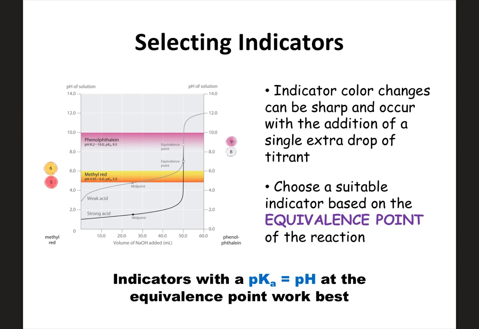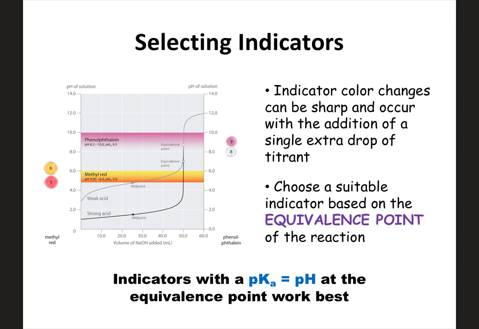This is saying you identify your pH at your equivalence point, and then you want an indicator that has a pKa equal to that pH. Two different ideas here. This one is referring to picking an indicator that has a pKa equal to your pH at the equivalence point, and that's going to work best. So do not confuse these ideas and make sure you understand each of them.